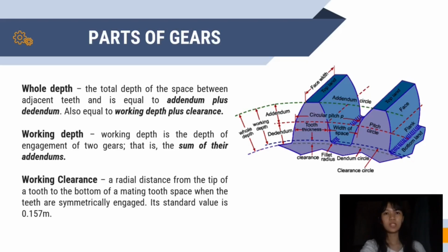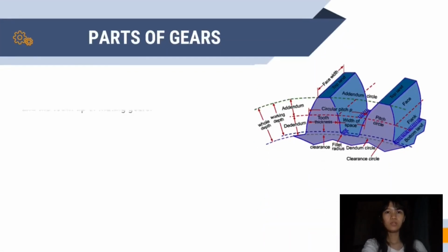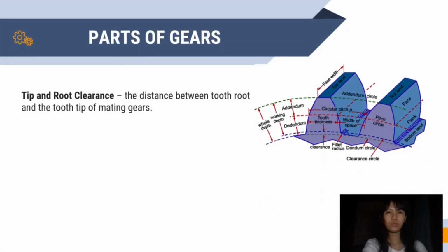This margin compensates for the thermal expansion that occurs during operation and prevents the top of a gear tooth from interfering with the root of its mating gear tooth. Its standard value is 0.157 module. Tip and root clearance is the distance between the tooth root and the tooth tip of mating gears.